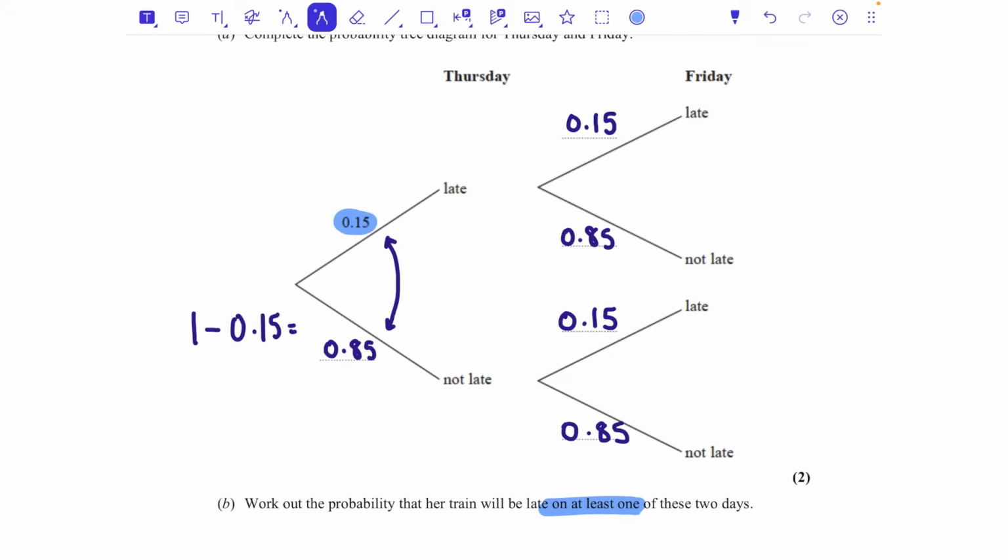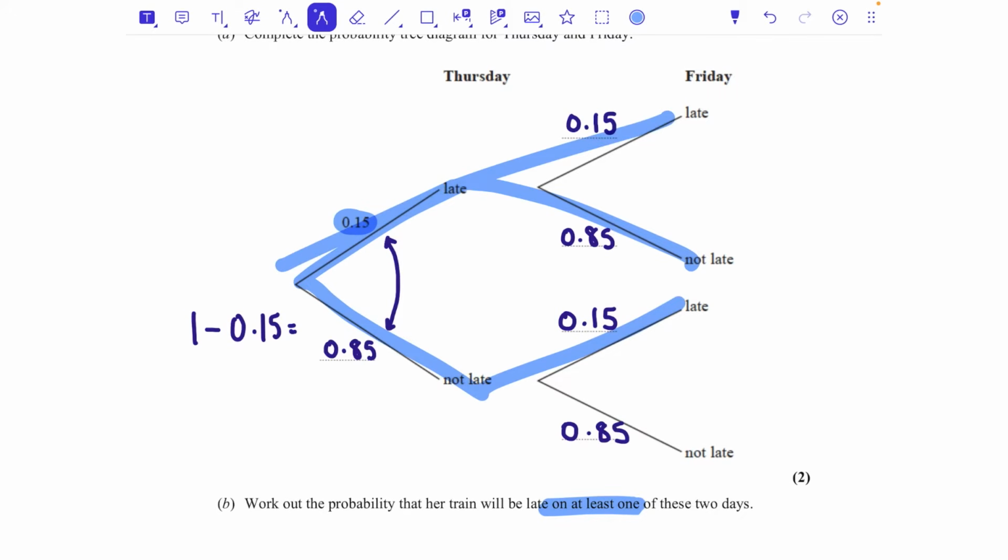Probability, we times along the branches and we add the ones we want. So there are 4 things that can happen here. Either she can be late on Thursday and late on Friday, or late on Thursday and not late on Friday, or not late on Thursday and then late on Friday, or not late either day. Now there's a lot of different ways we can do this. If we are interested in these 3 situations, late, not late, late, and also late, late, I actually want to times along the branches of those 3 pathways.